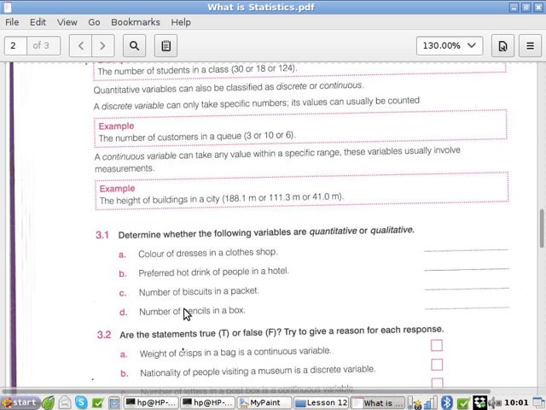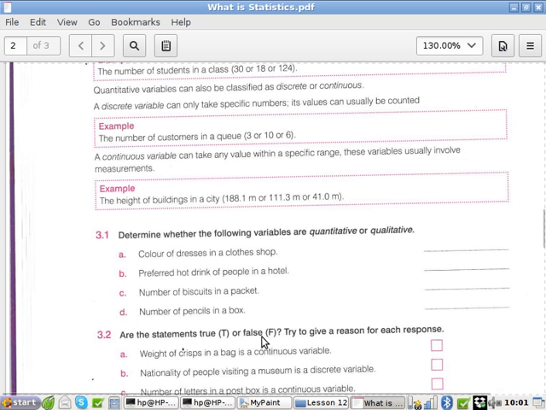Okay, have you got 3.1 finished? Right, the first one, colour of dresses. Qualitative. Preferred hot drink. Qualitative. Number of biscuits. Quantitative. And then number of pencils. Quantitative.